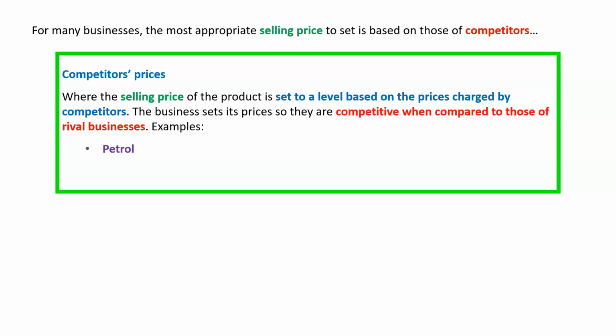So some common examples would be petrol. You look at most petrol stations within a local area, they generally are all around the same mark, slightly higher, slightly lower, and that's because they're all trying to compete against each other. Another big example is groceries. So supermarkets, for example, are always trying to outdo each other.